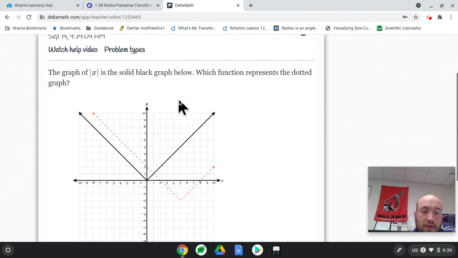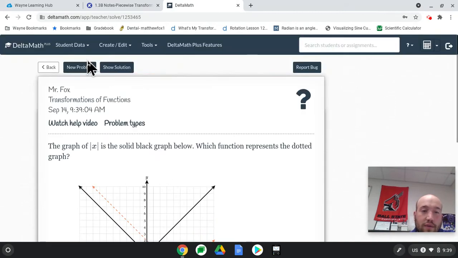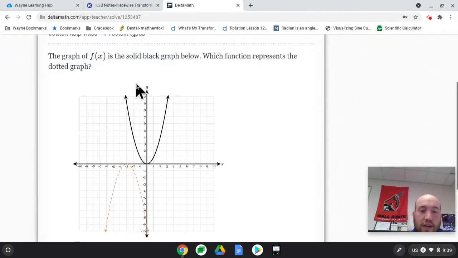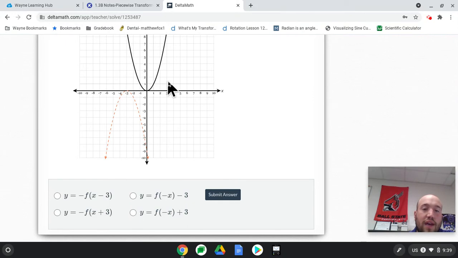Okay, so next one. This one looks like it goes right 5, down 3. Same thing, -5, but down 3, it'll be right here. Let's see, hopefully there's other things besides absolute values. There we go. Here's a quadratic. It needs to get flipped. Okay, so we know it's flipped over the x-axis, so the negative will be at the front. So we can get rid of these two right from the start. It's one of these. And then it needs to go to the left 3. Left 3 will be +3 here.